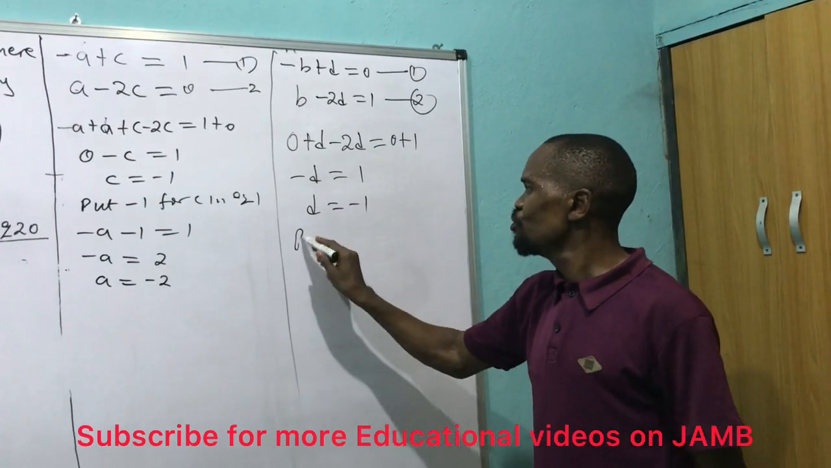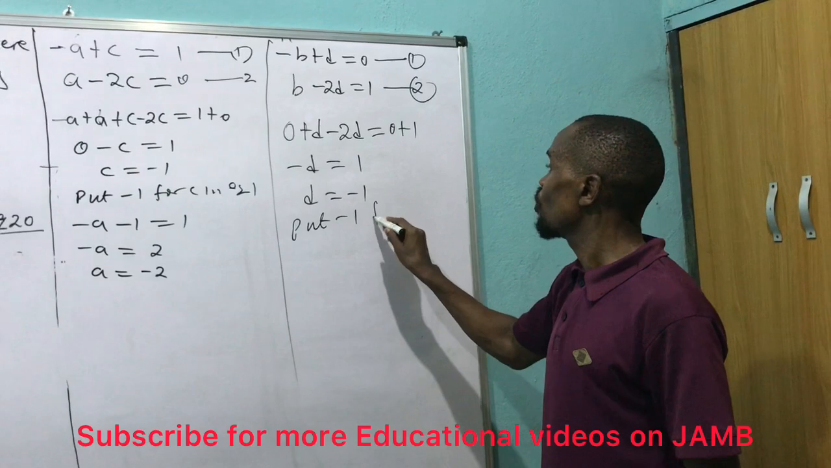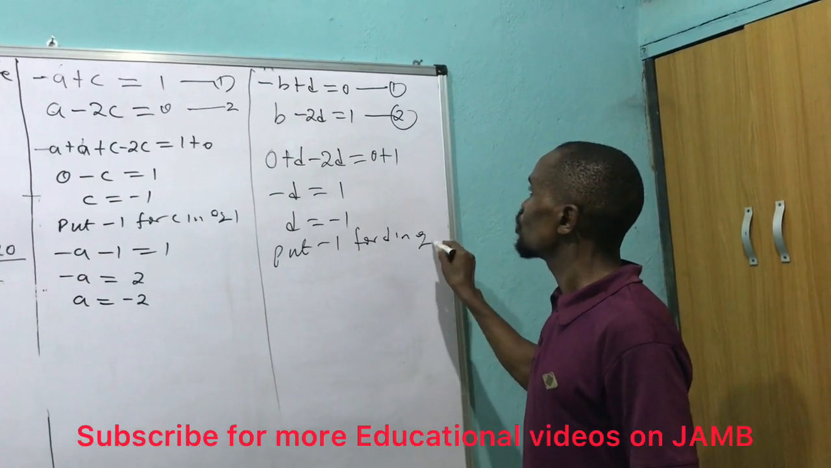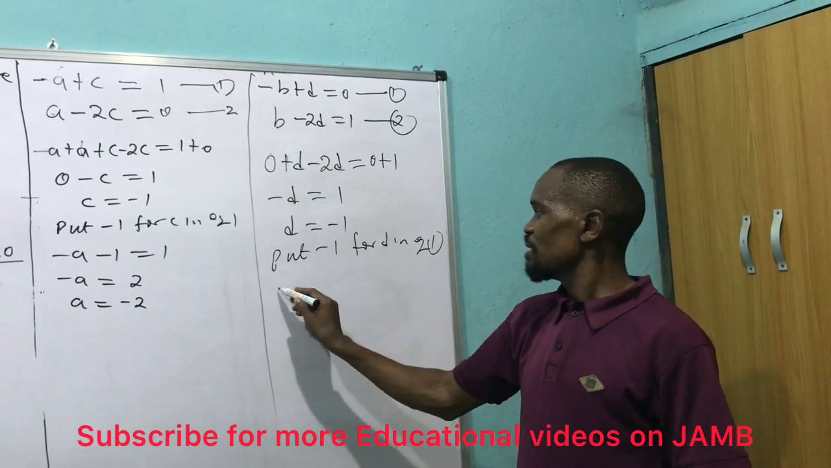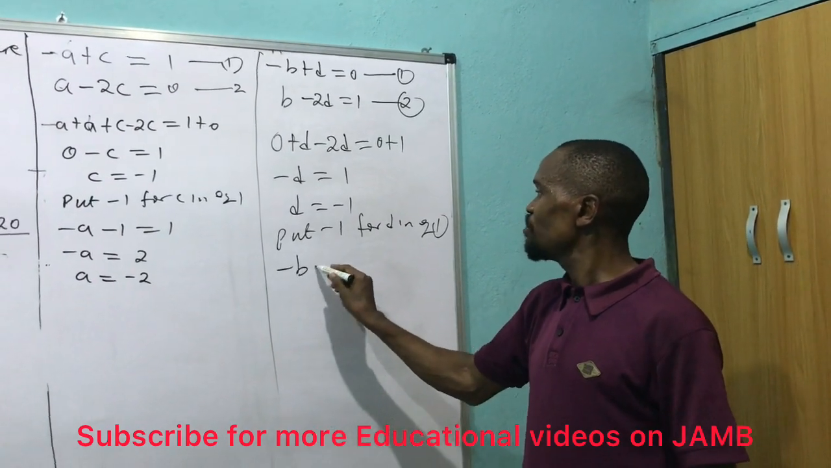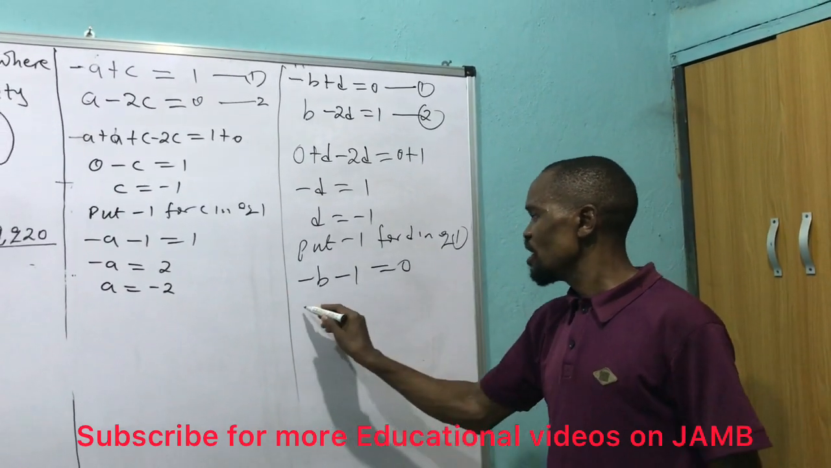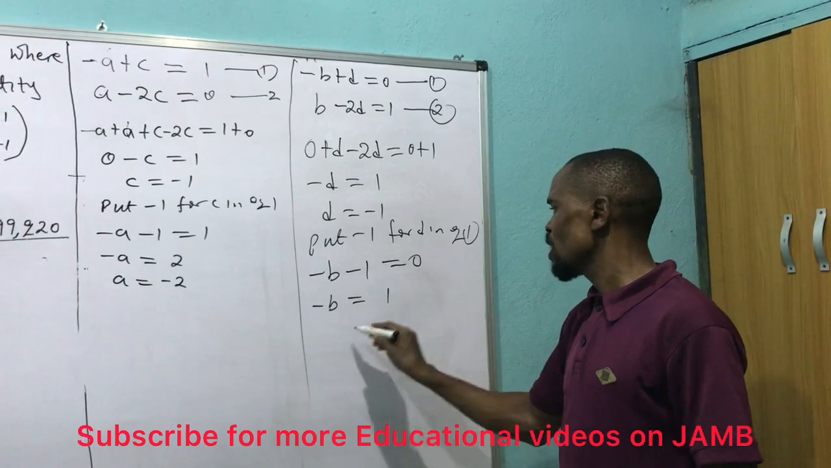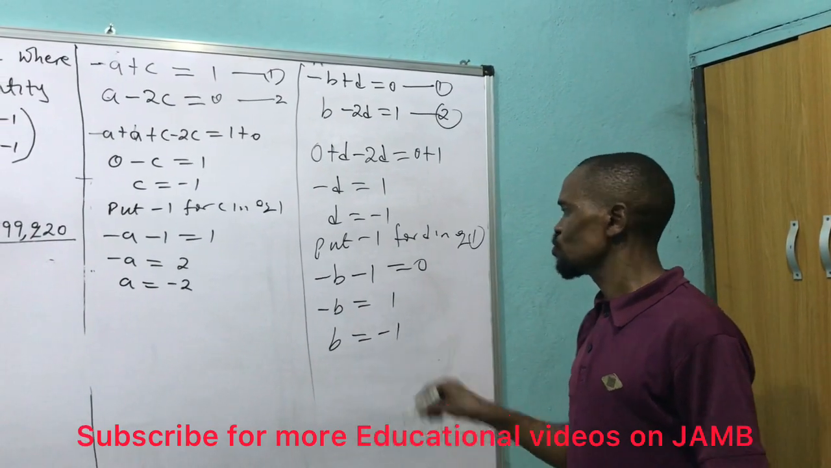Now I'm going to put minus 1 for D in equation 1. That becomes minus B minus 1 equals 0. Therefore, minus B is equal to 1, and B is equal to minus 1.